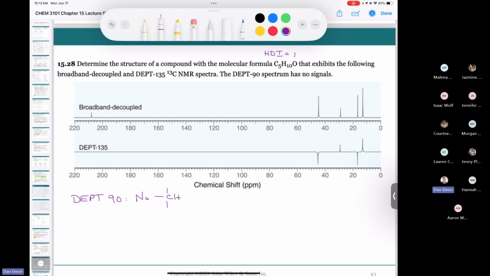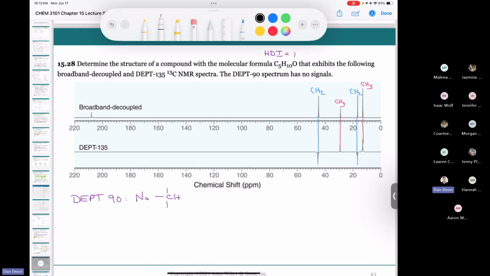Now if we look at the DEPT 135, we know that anything that's pointing up must be a CH3, so this is a methyl group. This one here must be a methyl group, right? Because you see, these are the same thing. But then in the DEPT 135, it gives you the same signals, but you see that these ones are pointing down. So this must be a CH2, and this must be a CH2.